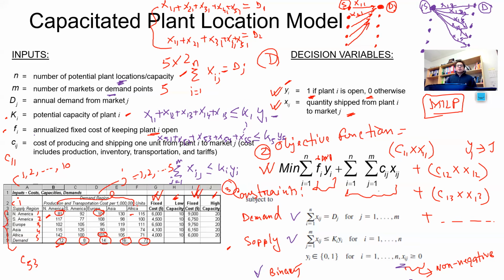Okay, so that's the formulation of our mixed integer linear programming model for a capacitated plant location. So now I have explained all the equations, the inputs and the decision variables. But now I'm going to show the solution using Excel in the next video.